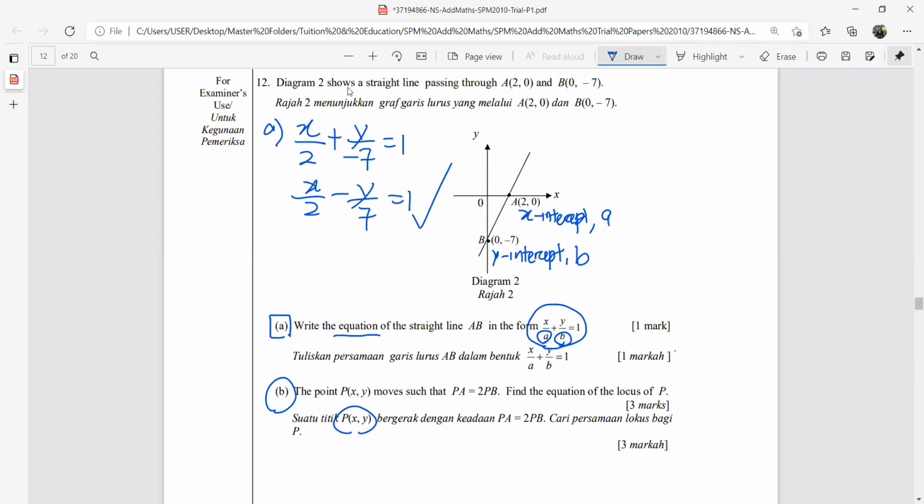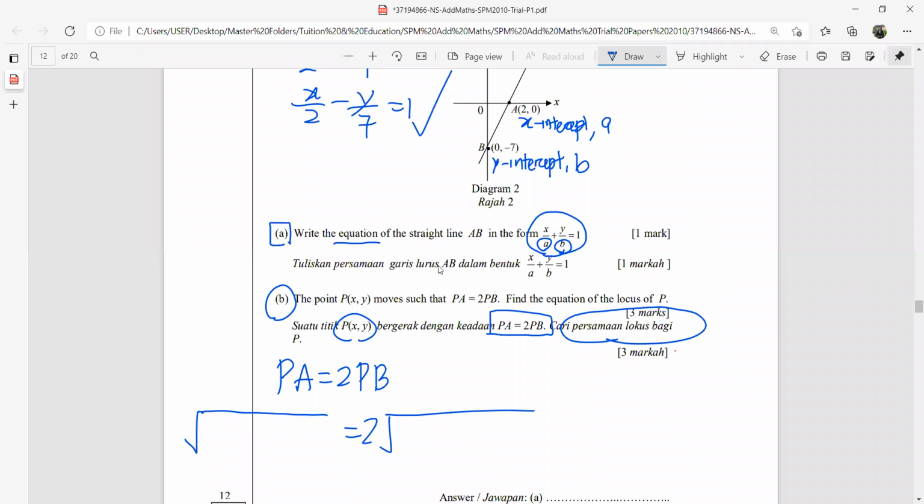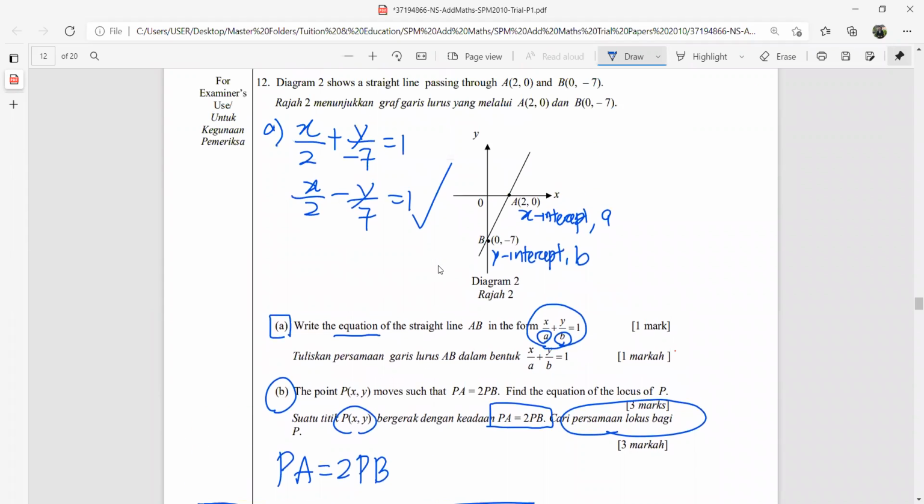They say a point moving in this condition: PA equals 2AB. I just start with this information, and your job is to find the equation of locus. It could be a straight line, could be a circle equation, depends on the locus. Remember the 4 types of locus that you learned in Form 3. PA is the distance from P to A, so use the distance formula to help you. I let P be (x, y), any point on the locus.